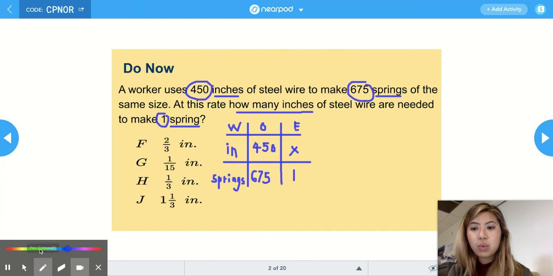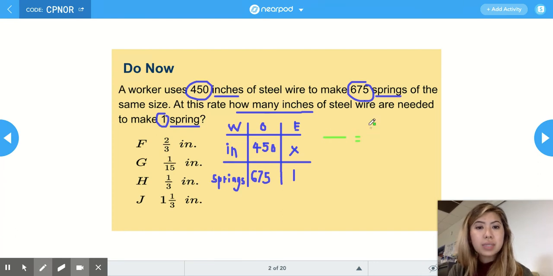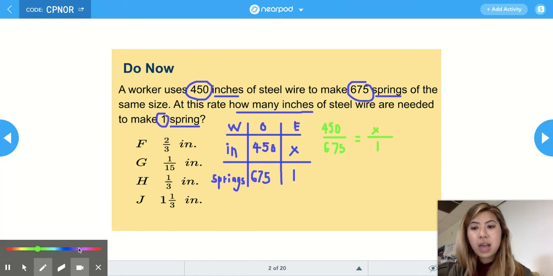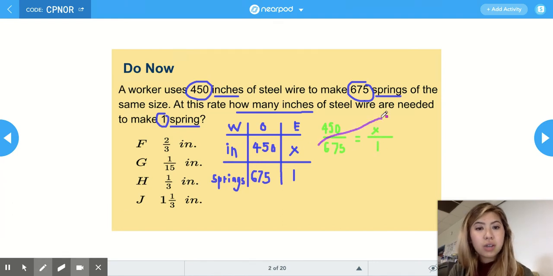So now that we have our WOE chart, we can write our proportion. Everything in the O column is going to go on the left side of the proportion, and everything in the E column is going to go on the right side. So we have 450 over 675 on the left side, and we have that equal to x over 1. Now we're going to solve it using the butterfly method or cross multiplication and division.